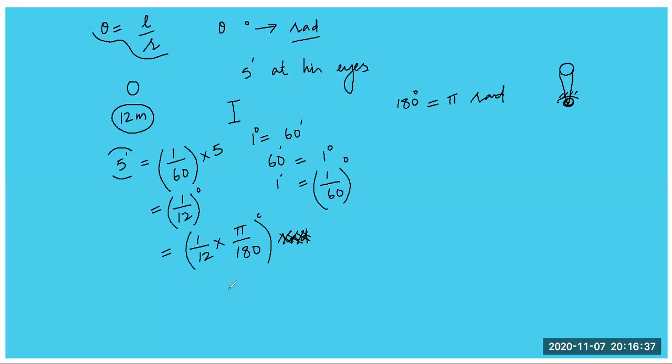Okay, so now what? Theta is equal to L by R, students. So what is theta? Theta is pi by 12 into 180, you need not do the calculation yet. This is equal to what? Yes, can you tell? L upon 12, L upon 12 meter. Beautiful. You are right.